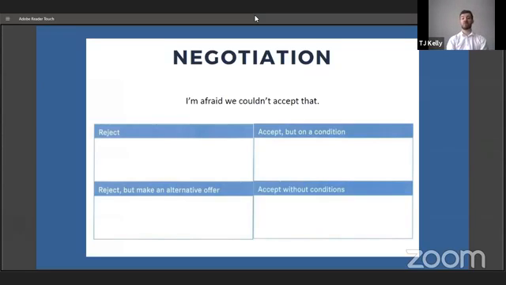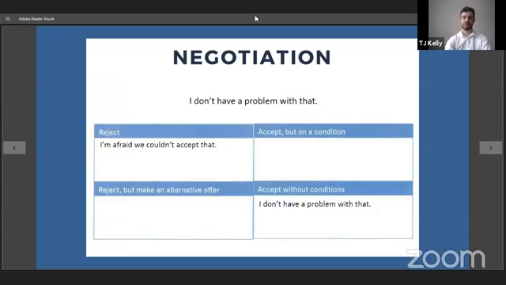So if we say, I'm afraid we couldn't accept that, we see the use of the softening device, and we're talking about rejection. Okay, the next one, I don't have a problem with that. That one, although it sounds negative, we are actually accepting whatever has been offered. We're saying that there's no issue, so we can move forward without any further conditions.